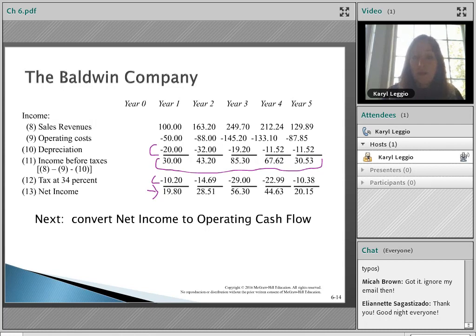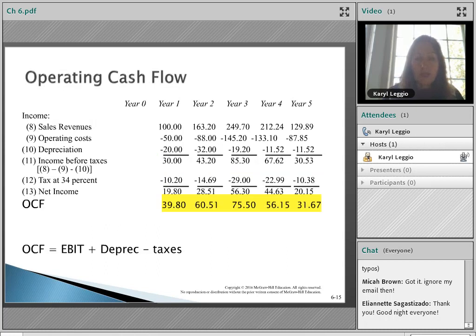And it's really important because if you look, these depreciation figures are pretty substantial and they're having a pretty big impact on cash flow. So we need to convert these net income numbers to cash flow numbers, and we can do that nicely. Remember, our formula for operating cash flow is EBIT plus depreciation minus taxes.